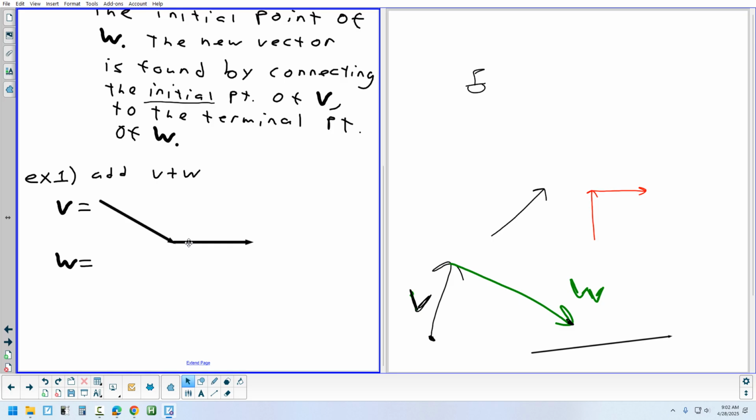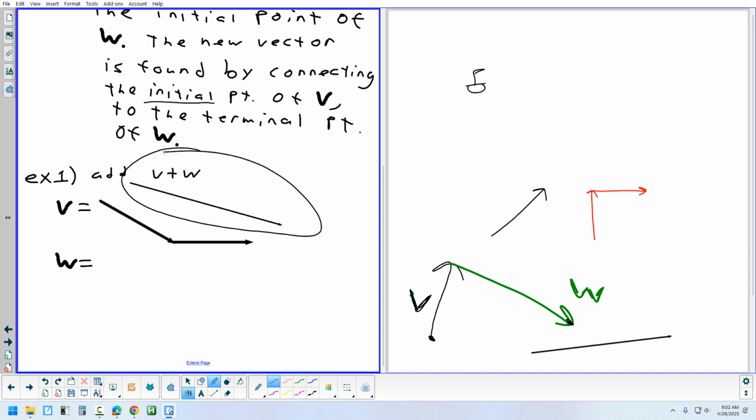Okay, so now I lined them up. And what's the last thing I have to do to get the actual answer? Yep. Start from the initial point of V and draw a line to the end point of W. Yep, start from V and go towards W, just like that. And that is your answer, right there. There is an arrowhead, I don't know if you can see it.